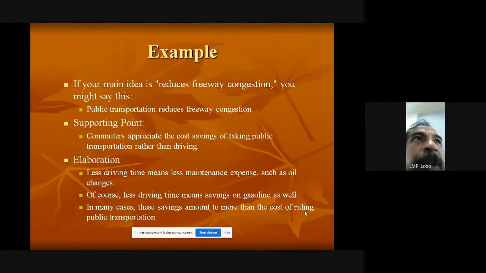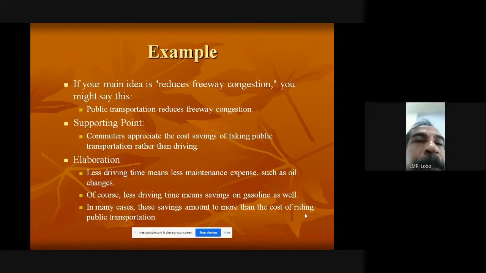For an example, if your main idea is reduces freeway congestion, you might say this: public transportation reduces freeway congestion, to make your complete sentence. Then I have a supporting point, which is commuters or travelers appreciate the cost savings of taking public transportation rather than driving. Then I elaborate the idea: less driving time means less maintenance expense, such as oil changes. Of course, less driving time also means saving of gasoline, petrol, diesel as well. In many cases, these savings amount to more than the cost of riding public transportation.